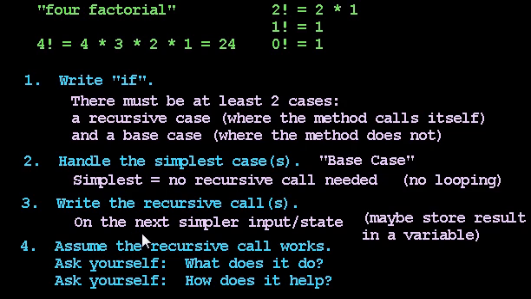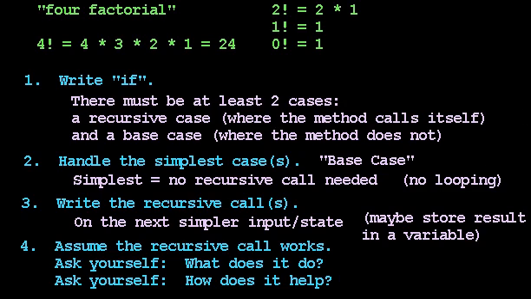Having done that, we write a recursive call in the other case, and that recursive call should be passed simpler input, or the problem should somehow be made one step simpler before that recursive call. And then a suggestion is that if the recursive call returns a value, we can store that value in some variable. And then finally, we want to assume that that recursive call works and ask ourselves, what does it do? And most importantly, once we understand what the recursive call achieves, how does that help? How does solving the simpler problem help us solve the entire problem?